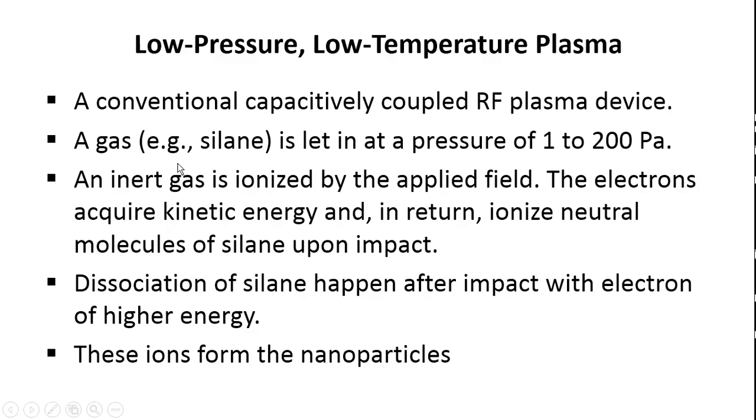A gas, for example xylene, which we have already heard of, is let in at a pressure of 1 to 200 Pascal. An inert gas is ionized by the applied field. The electrons acquire kinetic energy. We know this very clearly already, because every plasma device has an inert gas which can be ionized by the applied field or with the help of lasers or such devices. So here we can use the inert gas, which can be ionized with the help of an applied electric field.